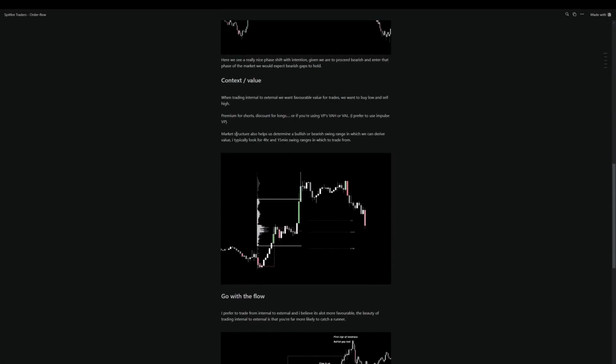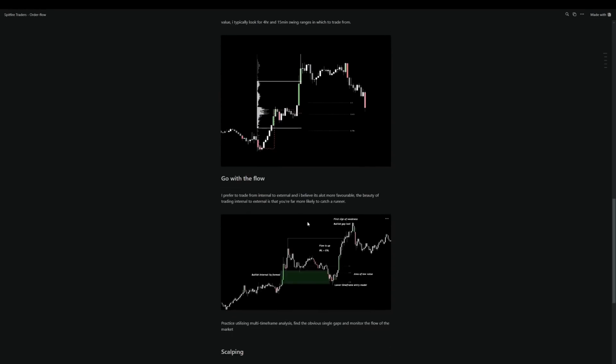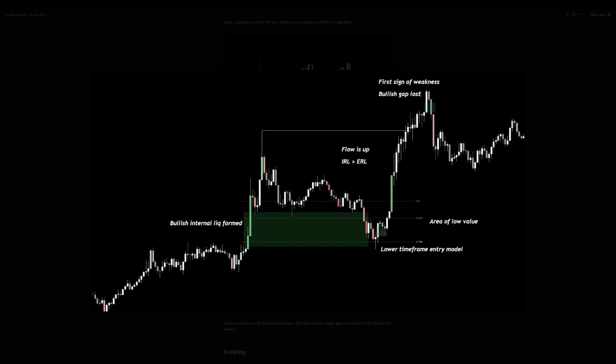Market structure also helps us determine a bullish or bearish swing range in which we can derive value. I typically look for 4-hour and 15-minute swing ranges. Okay, now going with the flow. So like I nearly said before, I prefer to trade from internal to external, and I believe it's a lot more favorable. The beauty of trading internal to external is that you're far more likely to catch a runner. Okay, so just look at this diagram.